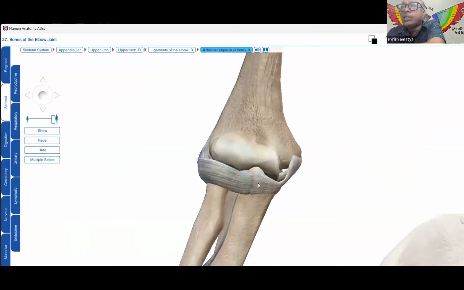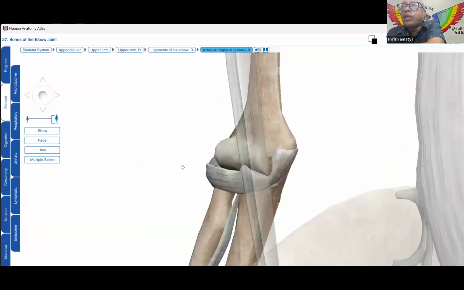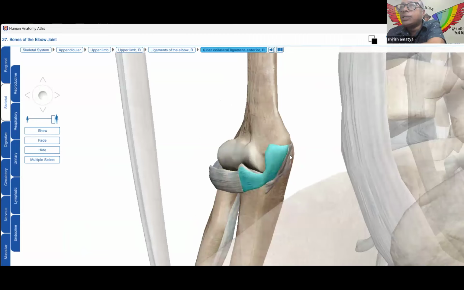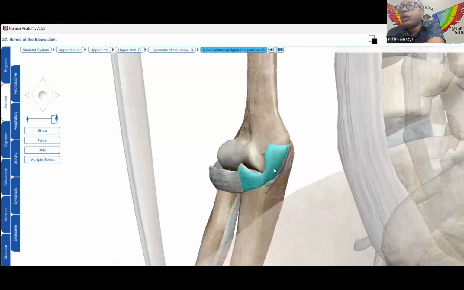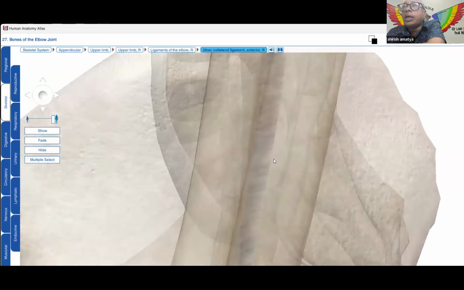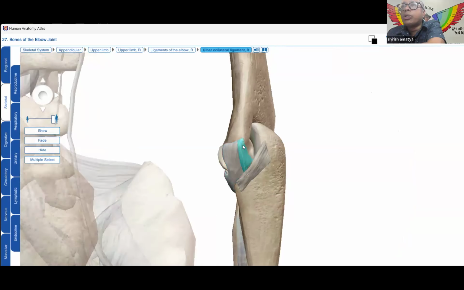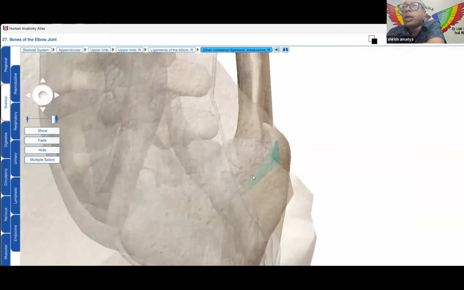So basically, there is a medial ligamental complex at the medial side, and in the lateral side, there is a lateral ligamental complex. The medial ligamental complex consists of three parts: an anterior band, a posterior band, and a horizontal band. So these are the three parts of the medial ligamental complex. This one is the anterior band. And just behind the anterior band, this one is the posterior band. And this one is the horizontal band.